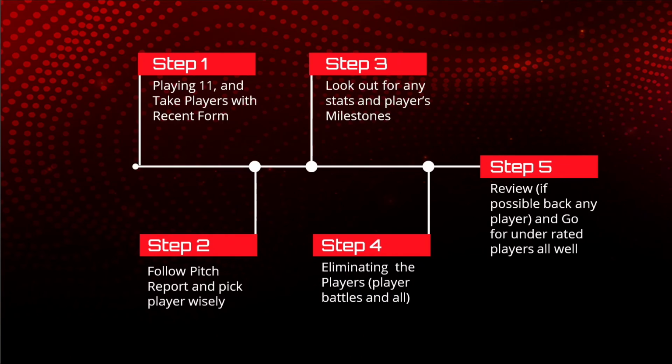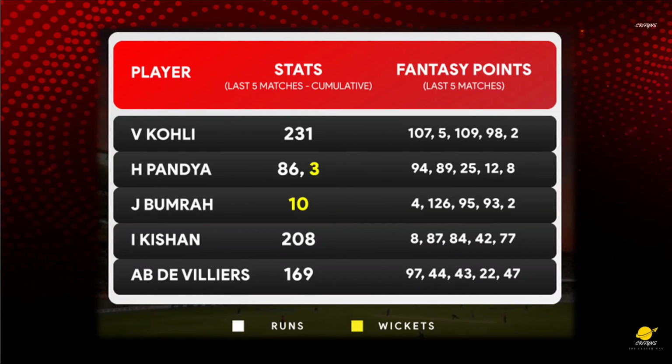And next, step 5, you should be backing some of the players if possible. At least 1 player you have to back. And next, just go for the underrated players as well. So these are the stats for the 5 players. These are going to be the top players. So this is how you should be eliminating.